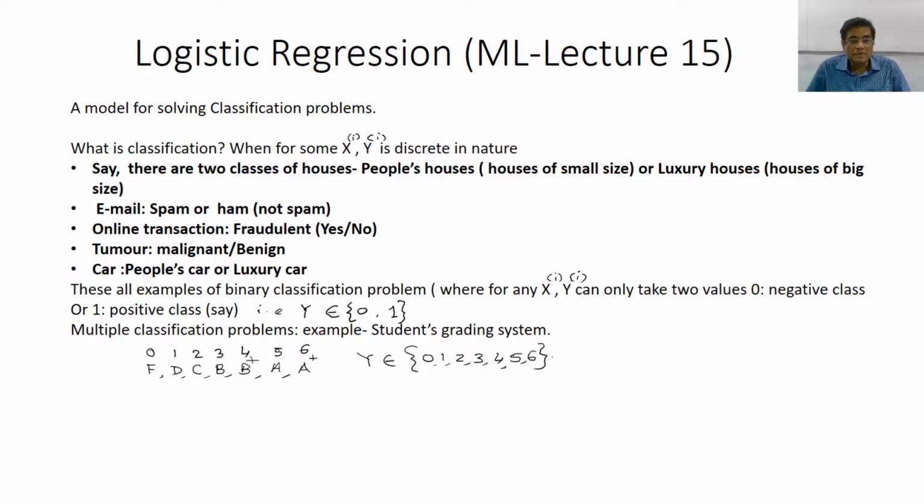Or maybe, for example, you are getting mail, and the mail could be spam or ham, that is not spam, depending on the characteristic features of the mail. Then suppose some online transaction is going on; the transaction is fraudulent, it could be yes or no. Or maybe somebody has a tumor. Depending on the size of the tumor, for example, if it is big, it could be malignant or cancerous. If it is small, it could be benign, a harmless tumor. All these kinds of problems arise in our daily life.